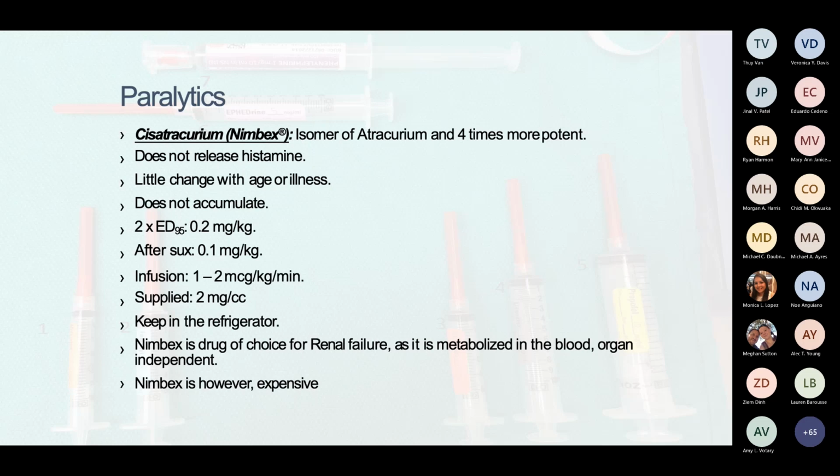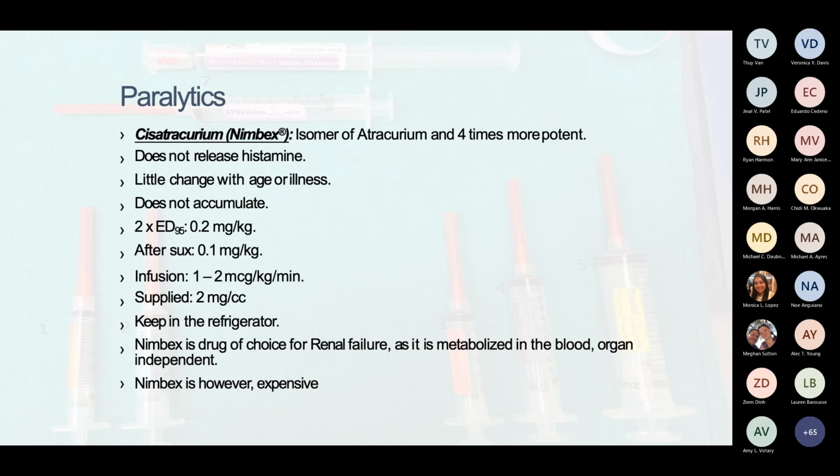The other thing you may see is a Nimbex infusion. When we first started doing therapeutic hypothermia, we were doing a lot of Nimbex infusions because we were worried that it would stick around if we used something else. Again, Nimbex is refrigerated, as is rocuronium. It sucks, but a lot of times it's been taken out of the fridge and it has a limited duration of use after that.